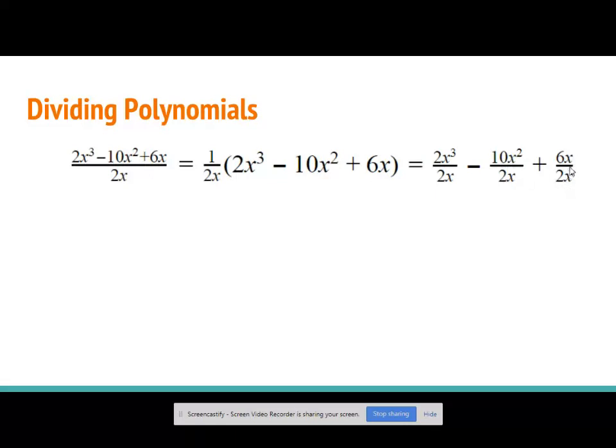If I work from the right to the left, 6x divided by 2x, 6 divided by 2 is 3, x divided by x is 1, so this would just be 3. 10x squared divided by 2x, 10 divided by 2 is 5, and remember that when you're dividing with exponents, with these powers, you can subtract the exponents. So 2 minus 1 would be just x to the 1.